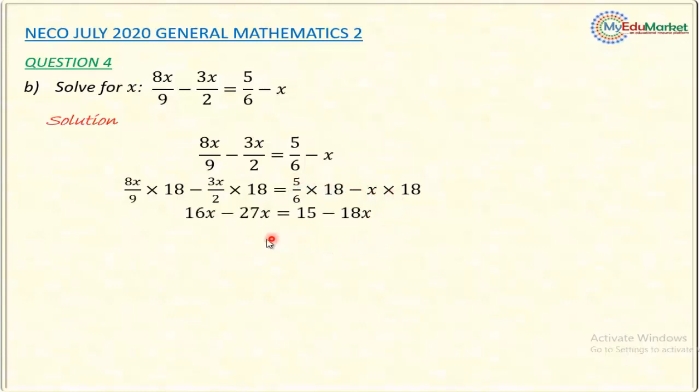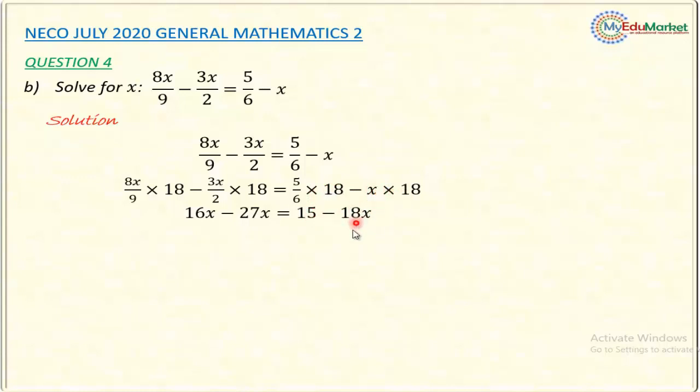So I'm going to have 16x. That is, 9 in 18 is 2, 2 times 8x is 16x. 2 in 18 is 9, 9 times 3x is 27x. And 6 in 18 is 3, 3 times 5 is 15. And x times 18 is 18x.